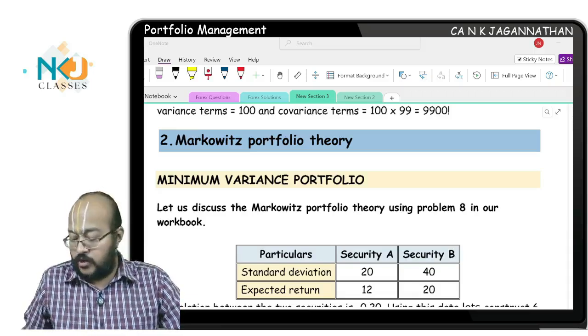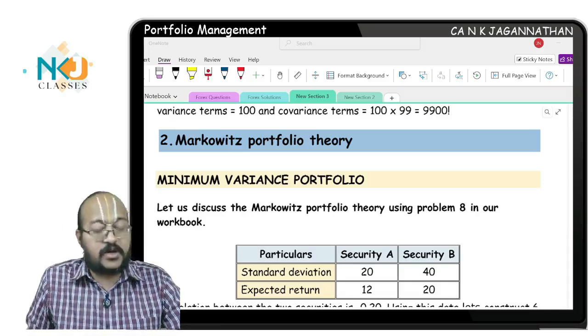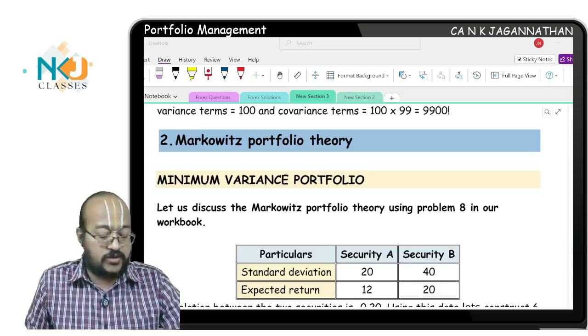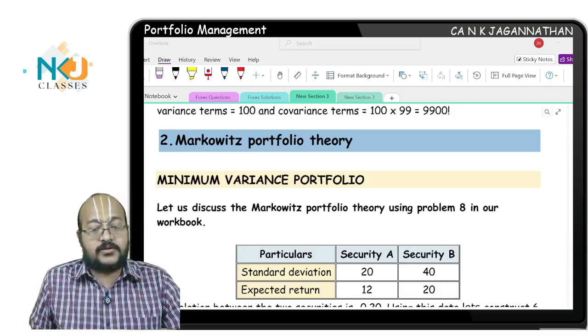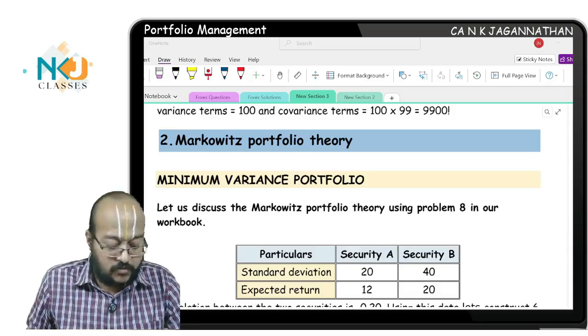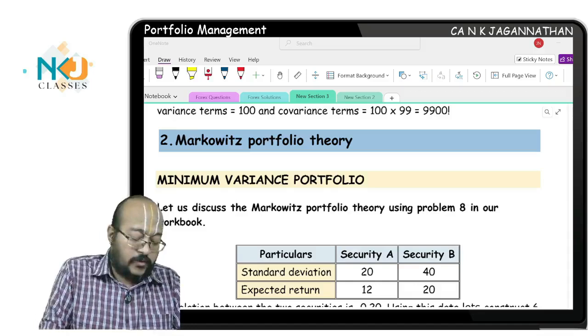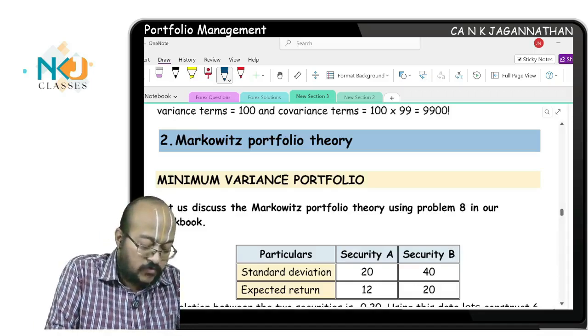Now we will move on to the core discussions in this chapter, that is Markowitz portfolio theory. We will start with Markowitz portfolio theory. Later on we will continue discussing all the theories one by one. Now we will try to understand what Markowitz portfolio theory says.